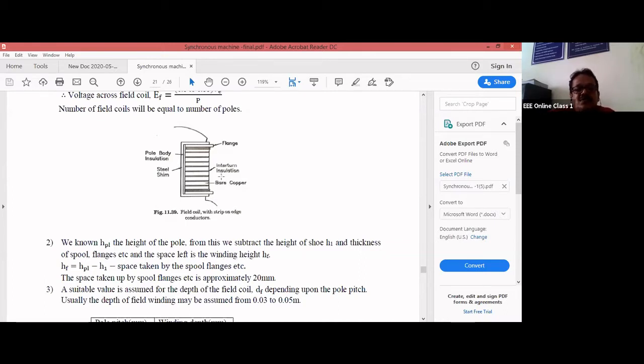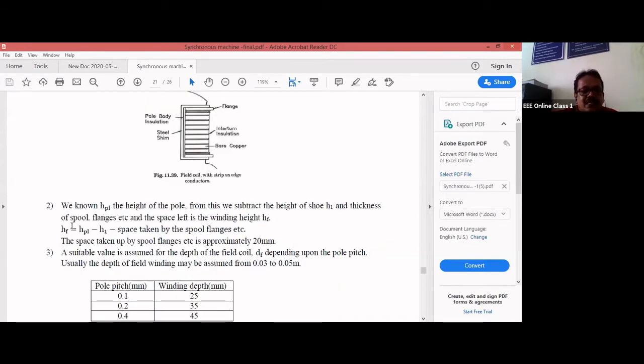The remaining part, the space left, is nothing but the height of the winding. Along with that, between the layers we also have insulation. So from ear to ear is the space left for the winding. Height of the winding HF is nothing but HPL, the height of the pole, minus H1, the pole shoe, minus the space taken by the spool, flange, etc., and even insulation.